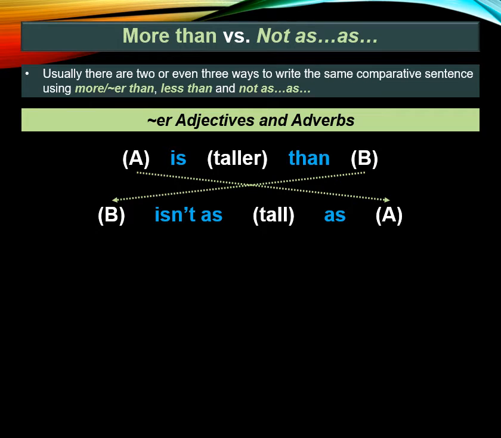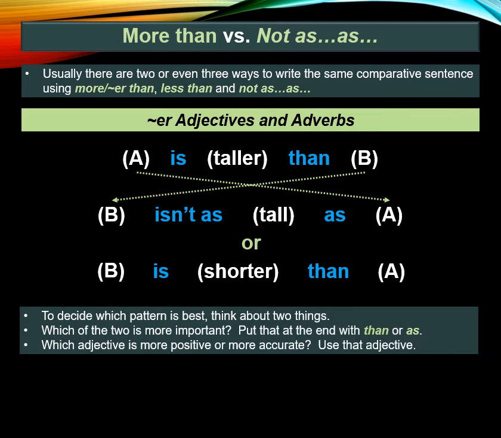One thing isn't as tall as another. Switching the two things. Or you can use the opposite adjective with -er. B is shorter than A. You could even say B isn't as short or A isn't as short as B. Lots of possibilities. To decide which pattern is best, think about 2 things.